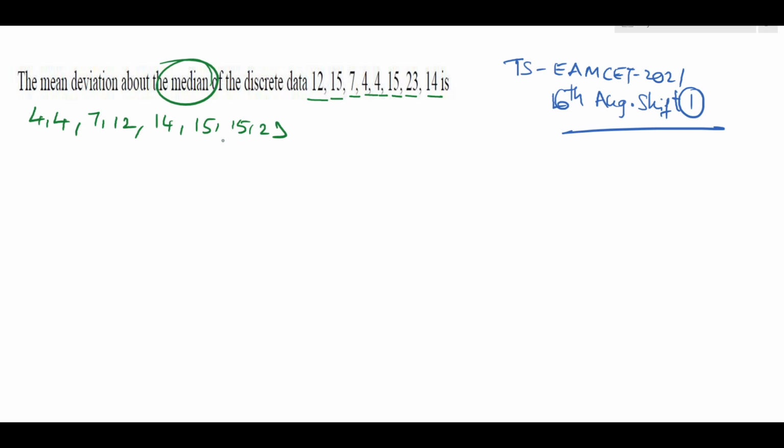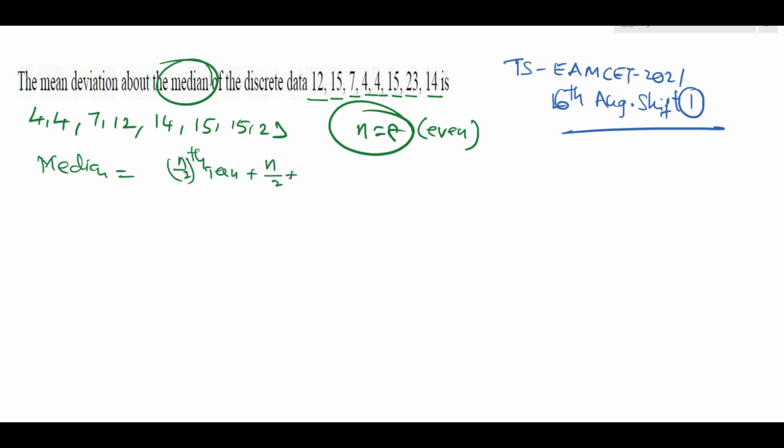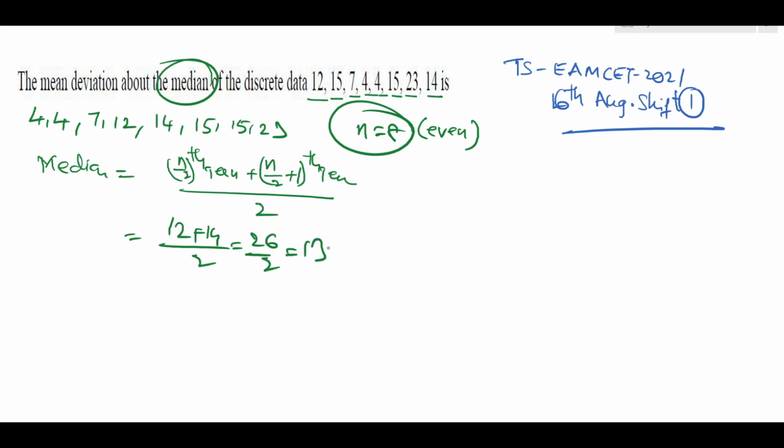Now here the number of terms, n, is equal to 8, where n is an even number. So for an even number, the median is equal to the (n by 2)th term plus the (n by 2 plus 1)th term, by 2. So that is 8 by 2, the 4th term, that is 12, plus 14, by 2, that is equal to 26 by 2, which is equal to 13.